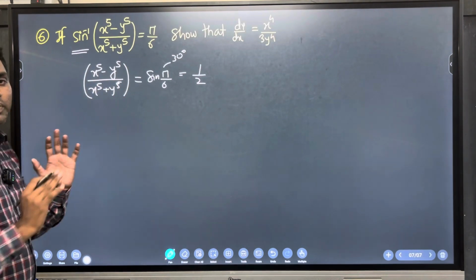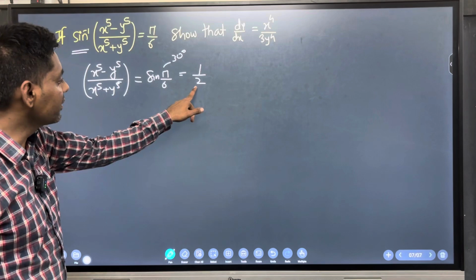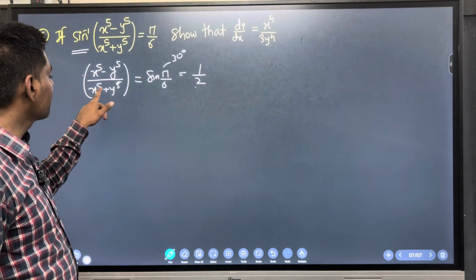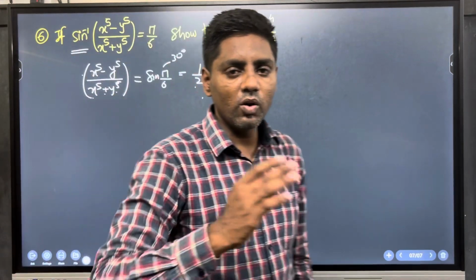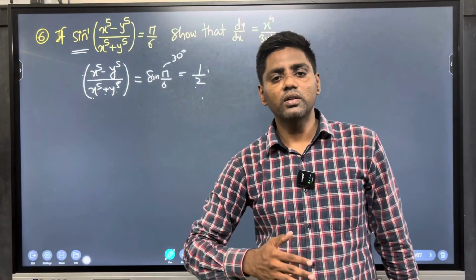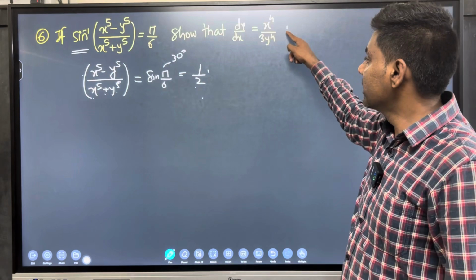And after that, you just have to do the bracket expansion, that is 2 multiplies this term, and x raised to 5 plus y raised to 5 multiplies the 1. And after that it is simple: all y terms on one side, x terms on one side, and then taking the derivative, you will get this answer as it is.